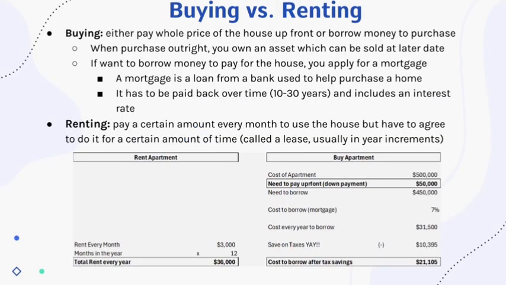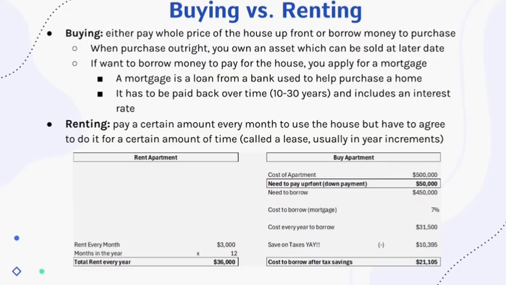Now let's take a look at buying versus renting. This example is for a house. When buying, you either pay the whole price of the house up front or borrow money to purchase. When you purchase it outright, you own an asset which can be sold at a later date. If you want to borrow money to pay for the house, you apply for a mortgage. A mortgage is a loan from a bank used to help purchase a home. It has to be paid back over time, usually 10 to 30 years, and includes an interest rate.